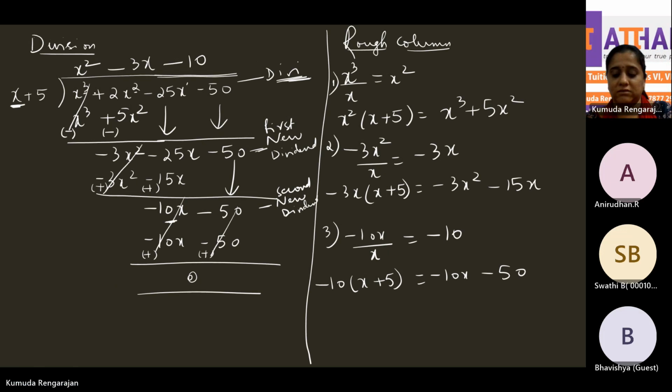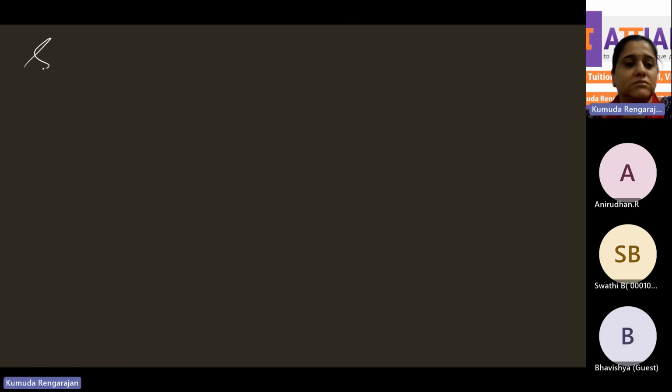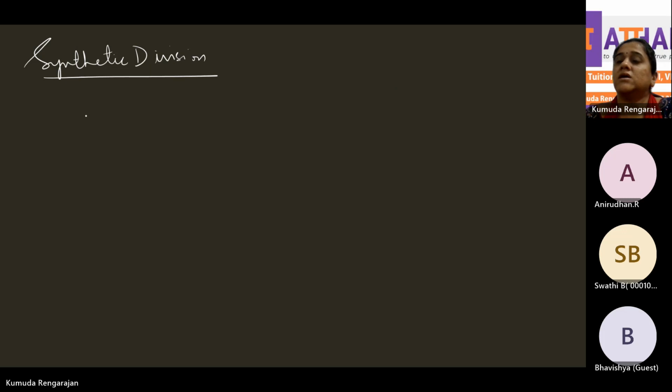Now we'll see how to use synthetic division. Synthetic division will give us both the remainder and the quotient.